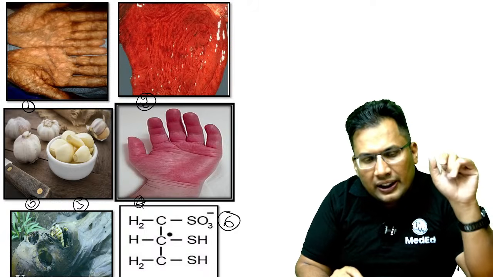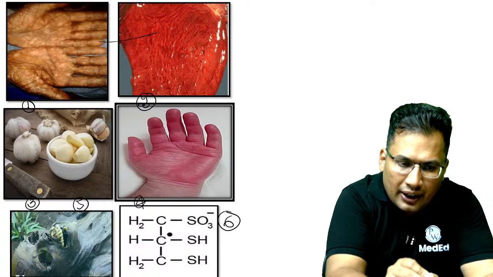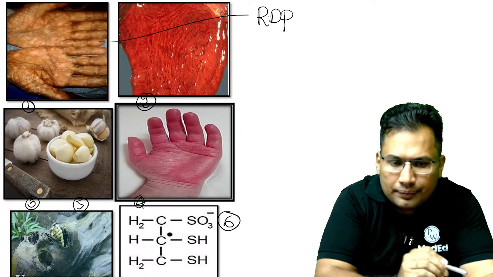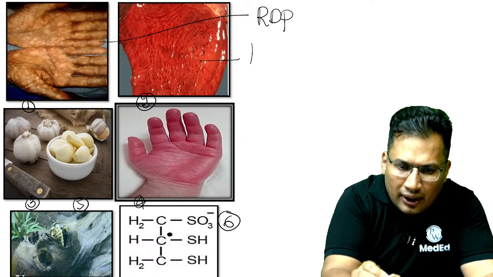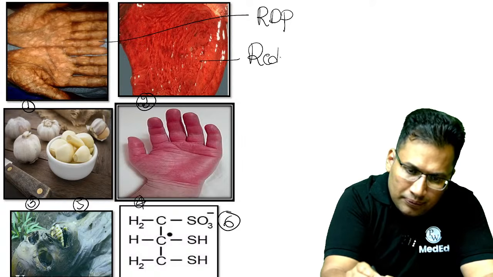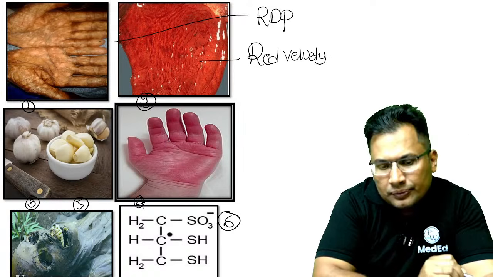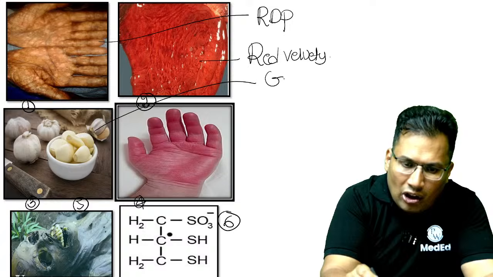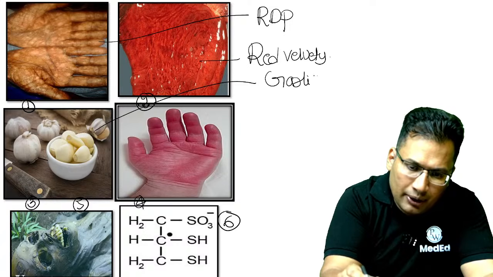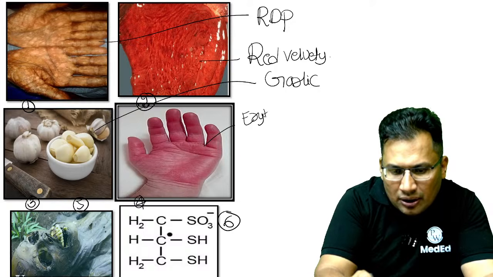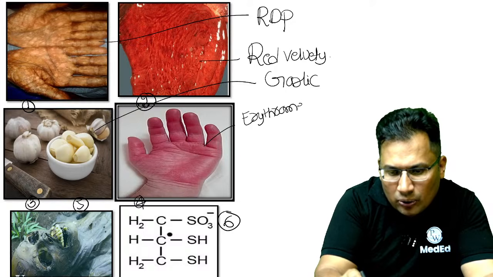Image number 1 is raindrop pigmentation. ये क्या है बताओ? Raindrop pigmentation, RDP. Image number 2, red velvety stomach. Image number 3, garlic smell during post-mortem examination. Image number 4, erythromelalgia, redness, erythromelalgia.